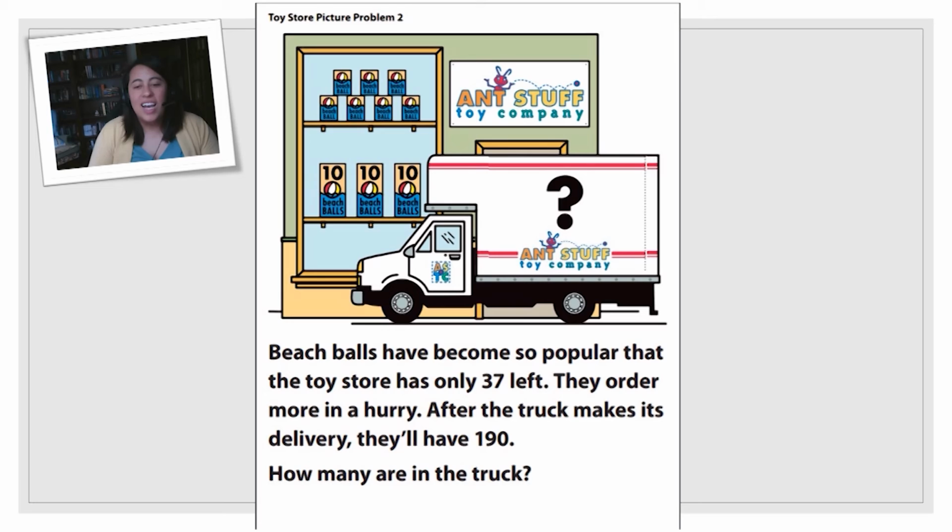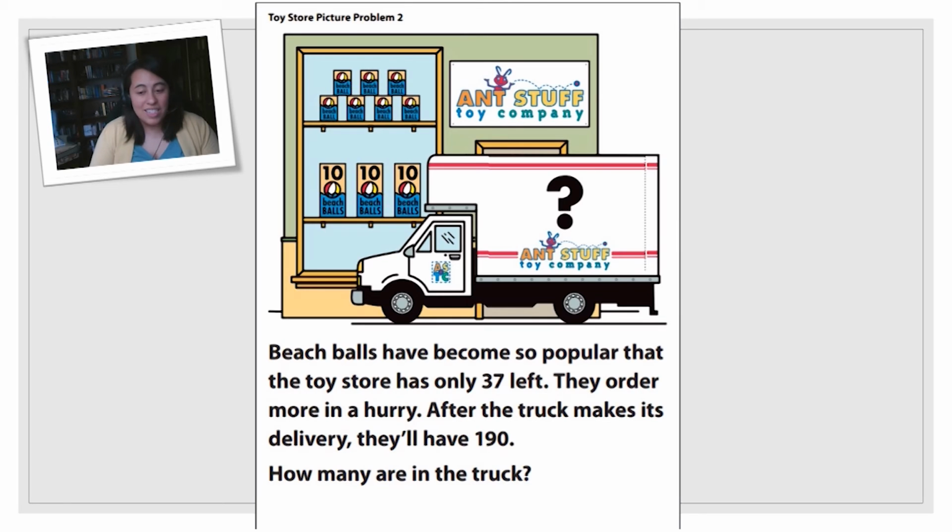Beach balls have become so popular that the toy store has only 37 left. They order more in a hurry. After the truck makes its delivery, they'll have 190. How many are in the truck?